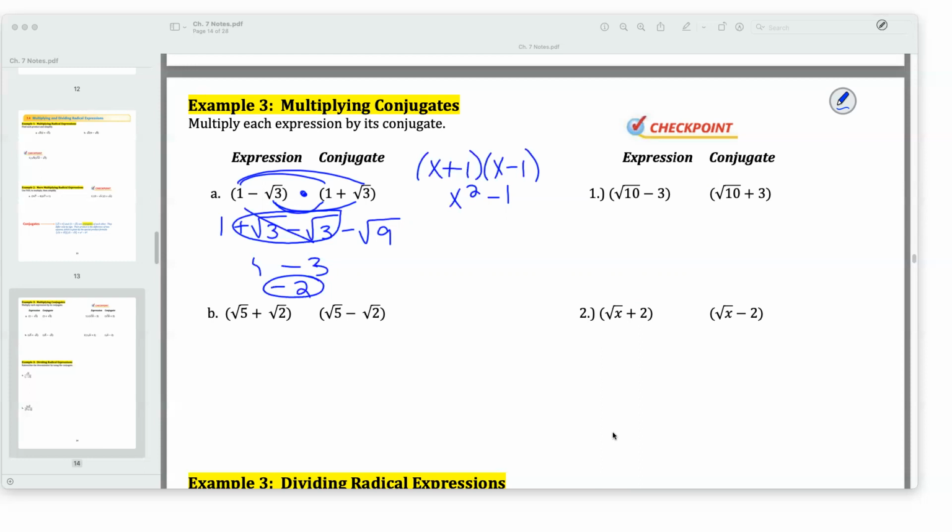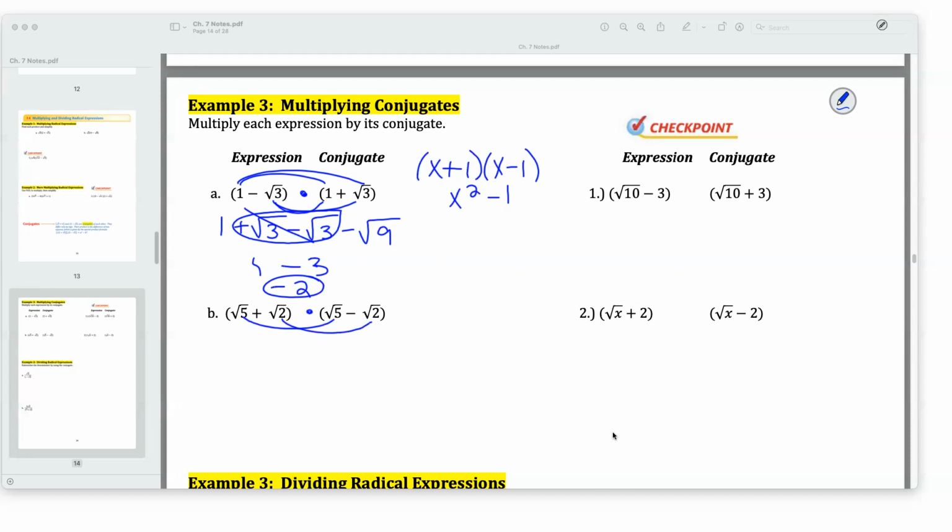All right, for letter B, we have the square root of 5 plus the square root of 2 times the square root of 5 minus the square root of 2. If doing the entire problem every time, even the middle 2 terms, is helpful, then do it. But if you memorize that when you multiply conjugates, you only really have to multiply the first terms and the last terms, then it just saves you 2 steps, basically.